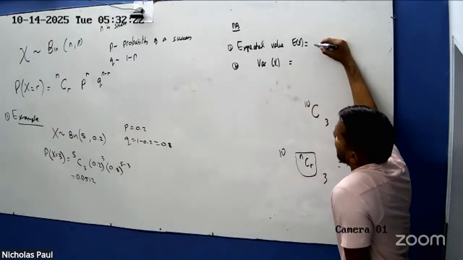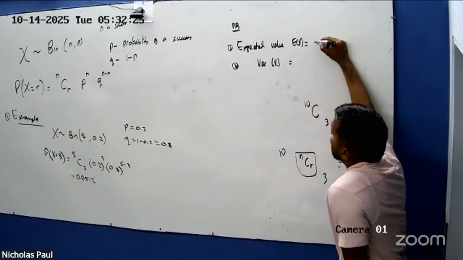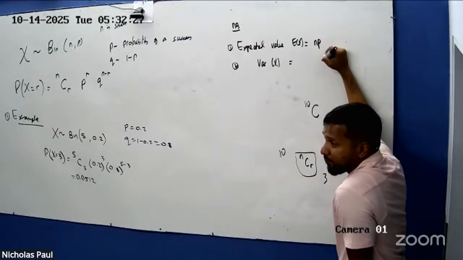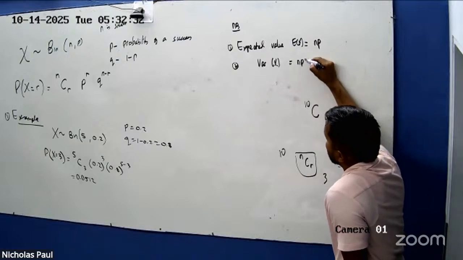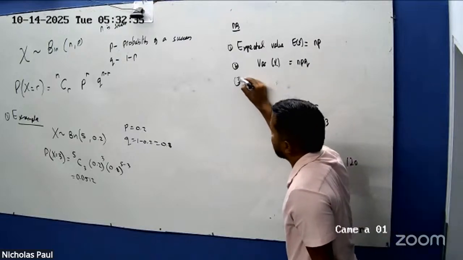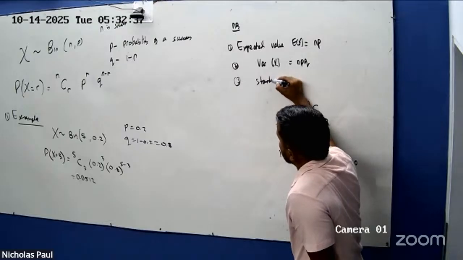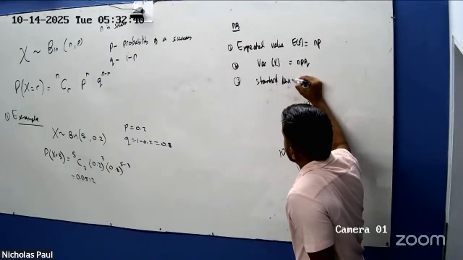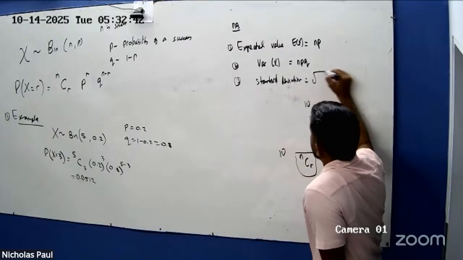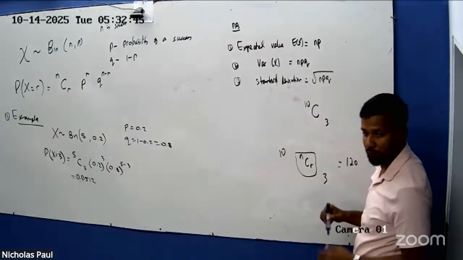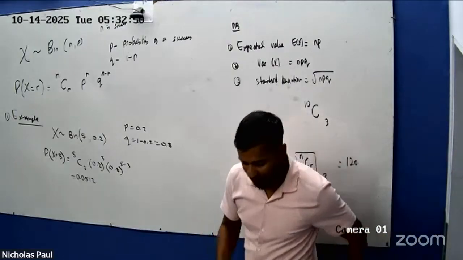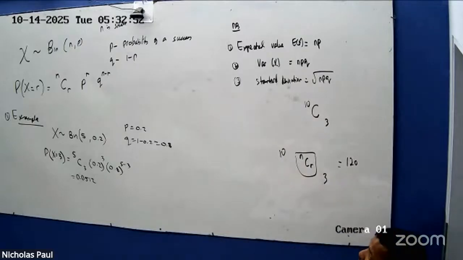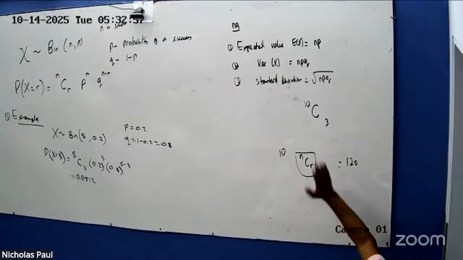So how do we find the expectation? Really easy. If it's a binomial, you multiply n by p. For variance, it's npq. Of course, I'll write it here. Then I will get the standard deviation, the square root of npq. So those are the three things that you need to know. What we're going to try now is to apply what we just learned to a question.